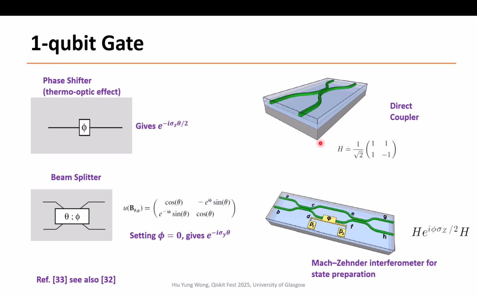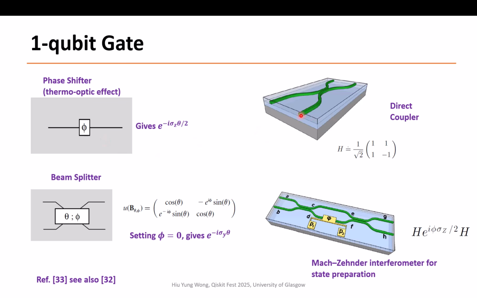How do you do a one-qubit gate? You can imagine, I need to process the photon. So what you can do is use a phase shifter to do the phase gate. What they do is heat up the optical path so it has a different delay, and then you cause a phase shift to the photons.